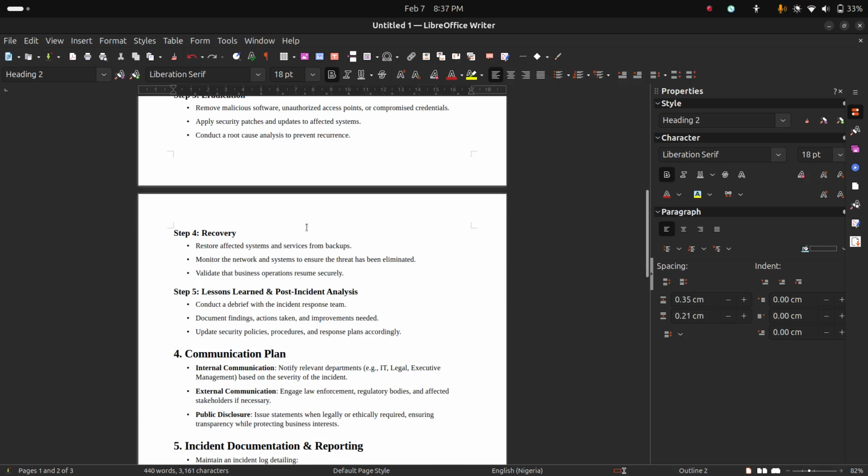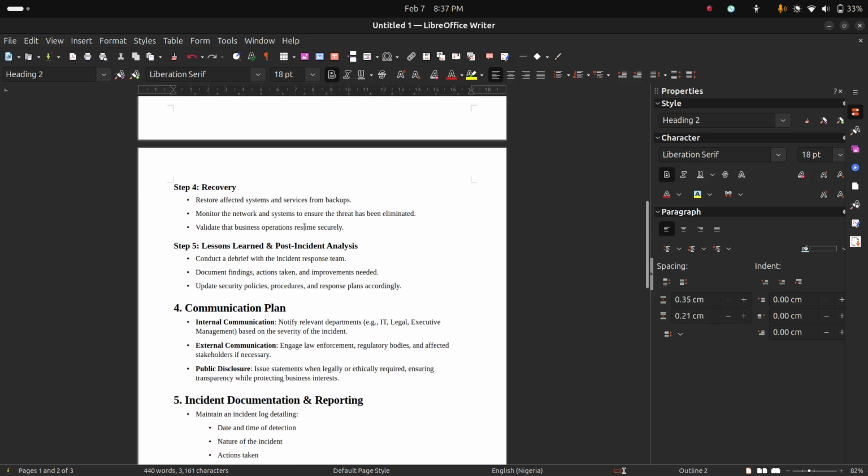In recovery, this deals with backup, so restore affected systems and services from backups. Then monitor the network from the logs, SIEM, and the IDS, IPS. Monitor the networks and systems to ensure the threat has been eliminated. Next is to validate that business operations resume securely. At the end of the day, the implementation of cybersecurity is to ensure the continuity of businesses, so on the recovery part, you have to ensure that business operations resume securely.